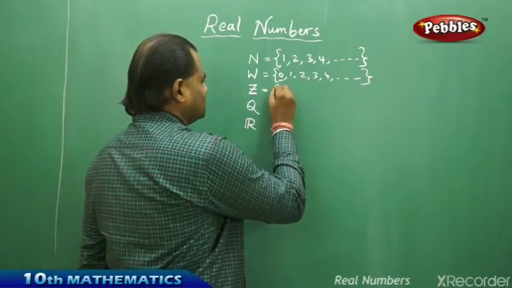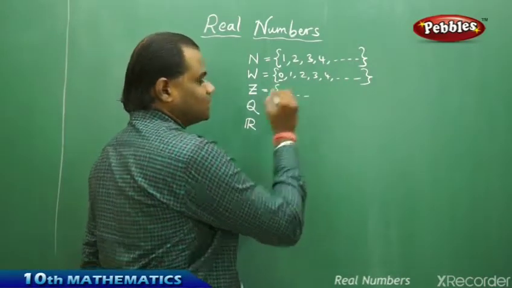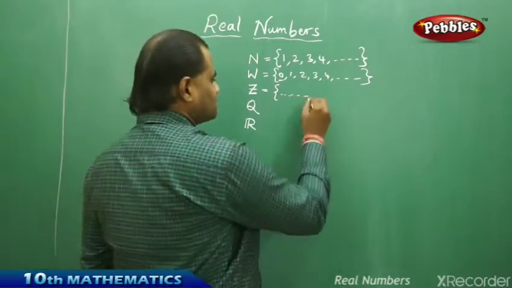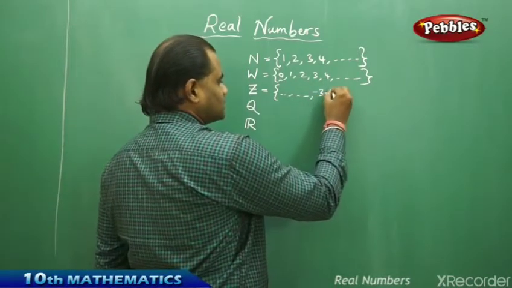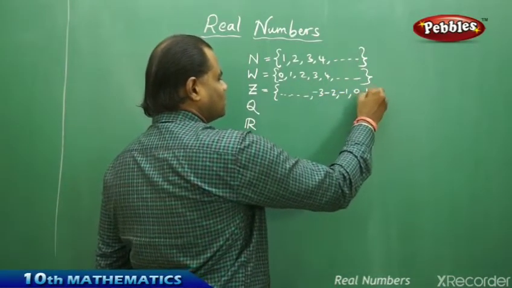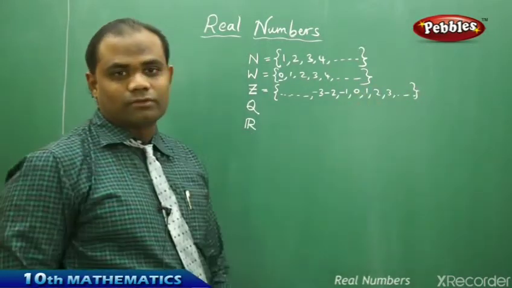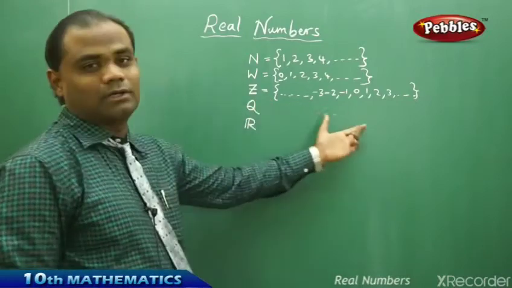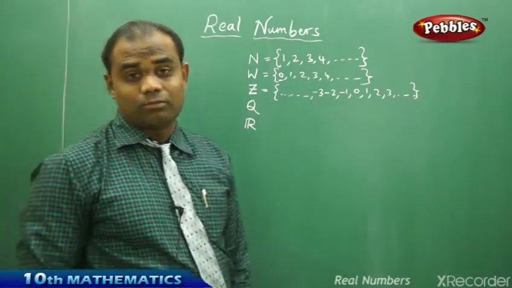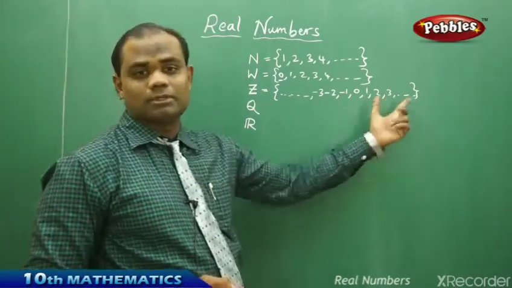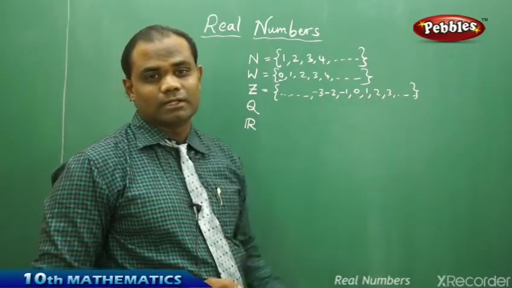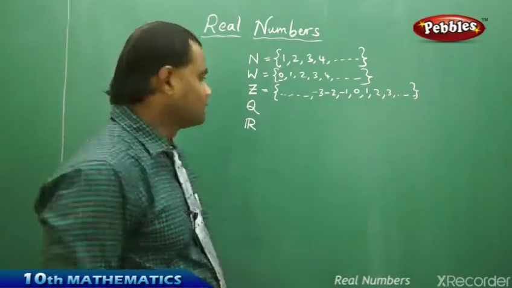Next, I have the integers which start from negative infinity and include all the negative numbers in the form -3, -2, -1, 0, 1, 2 and 3 and so on. So these are the types of numbers which are called integers. Integers have both negative and positive numbers, including 0, which is neither positive nor negative.